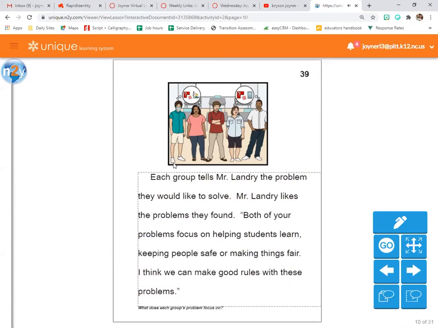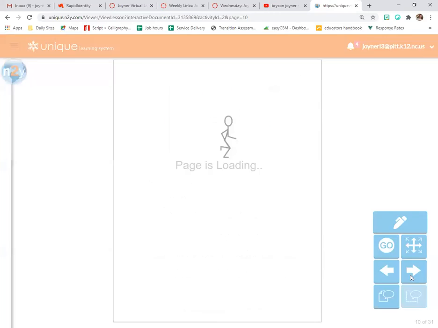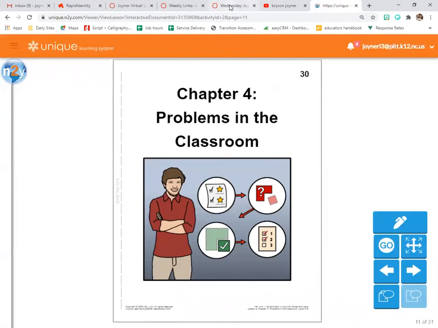So there's two groups, and the one group came up with the problem of looking at their cell phone and texting during class. And the other group came up with the problem of laying things on the floor and in the way that people might trip on. And those are both things that would keep us from learning. And so that is the end of our chapter for today.